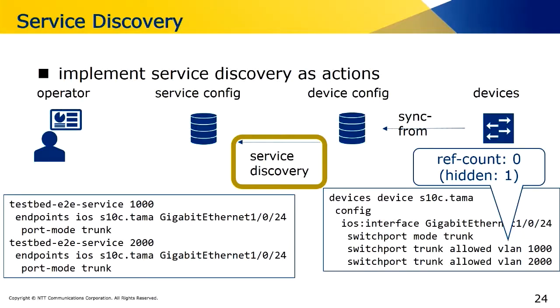I'll show you service discovery step and ref counts. Service discovery means rebuild service config from device config. We implemented this service discovery as an action. This figure shows each config after doing service discovery. Service discovery reveals service config. Each line of device config has left count. And in this situation, it has hidden one count. This count is originated by real device, and unfortunately, it doesn't show at the show command.